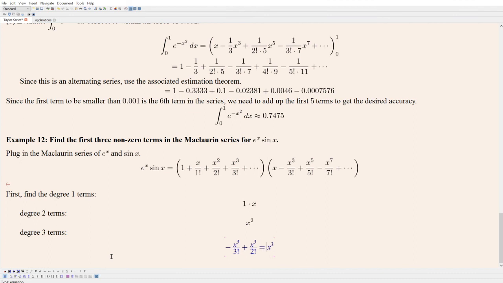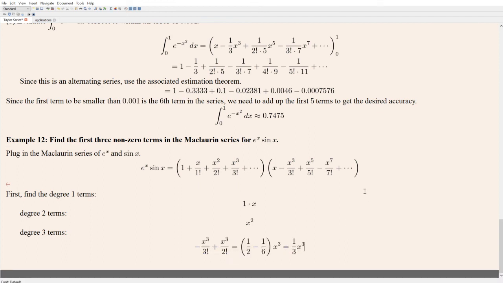Let's simplify this, because this is 1/2 minus 1/6, since 3 factorial is 6. Common denominator is 6, 3 minus 1 is 2, so that's 2 over 6, which is the same as 1 over 3. Okie dokie, so there we go, there's our first 3 non-zero terms. And we can keep on going, but we don't need to.